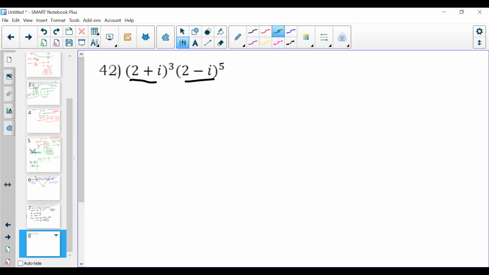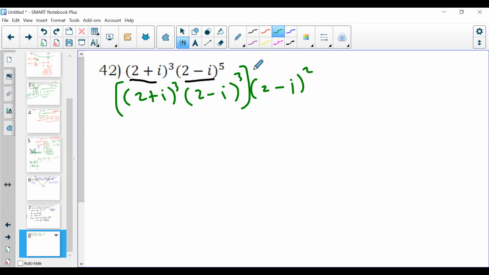So I want to rewrite this in a way so that I can multiply 2 plus i and 2 minus i with each other, because it's going to make it a whole lot easier to solve. So I can rewrite this as (2 plus i) cubed times (2 minus i) cubed times (2 minus i) squared. This is the exact same thing. After that, I can isolate these two together and take out this exponent of 3 to get (2 plus i times 2 minus i) all cubed times (2 minus i) squared.